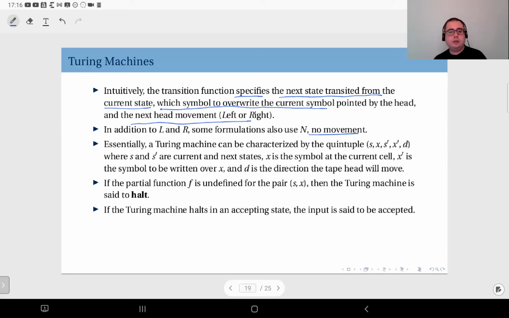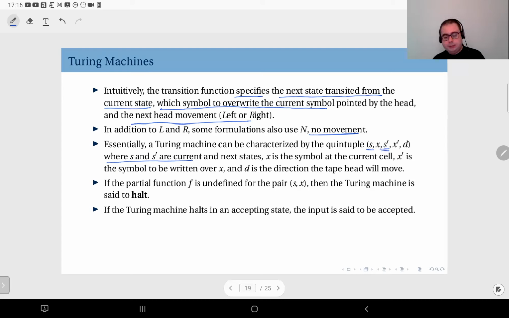So you see, using the current state, the current symbol on the tape, the next state, the next symbol on the tape, and the direction, these five pieces of information actually characterize the behavior of the Turing machine at each possible state. So S and S prime here in this formulation are states. S here is the current state. S prime is the next state.